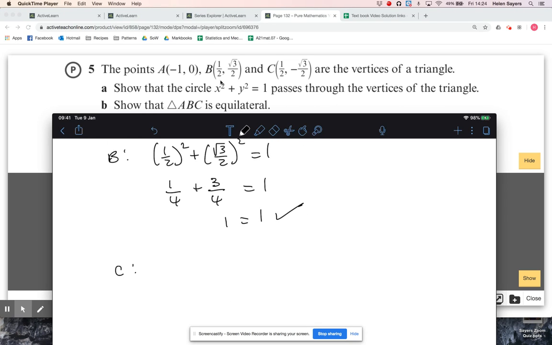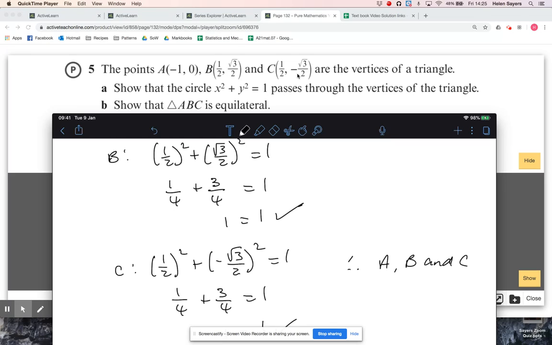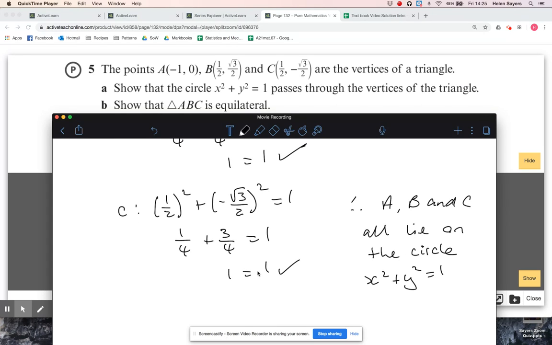And again for C, so now I'm looking at C. Well, C is going to work if B works, because it's the same coordinate apart from the minus, and we're squaring it anyway. But let's quickly do it and then explain that. Again, half squared is a quarter, minus root 3 over 2 all squared is 3 over 4. And so therefore, A, B, and C all lie on the circle x squared plus y squared equals 1. I do need to write a conclusion, but I think I can get away with writing them all in the same conclusion.